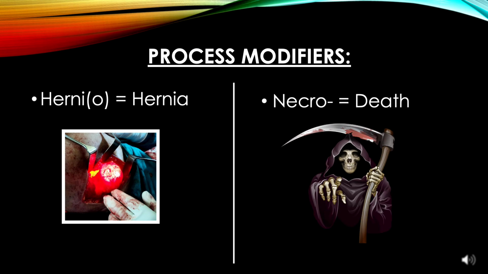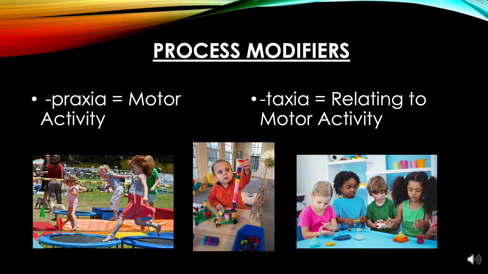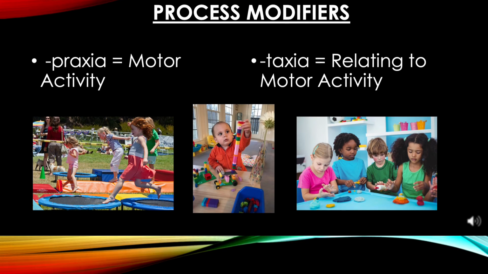Next two examples of process modifiers are hernia and necro. Hernia means hernia, as shown in the diagram, and necro means death, like cell necrosis means cell death. Next two examples of process modifiers are praxia and taxia. Praxia means motor activity and taxia means relating to motor activity. Following diagrams show different motor activities.